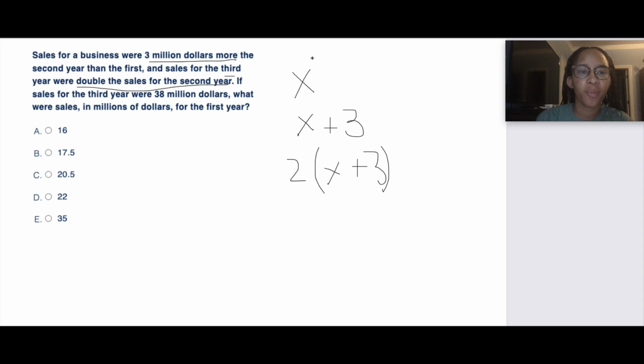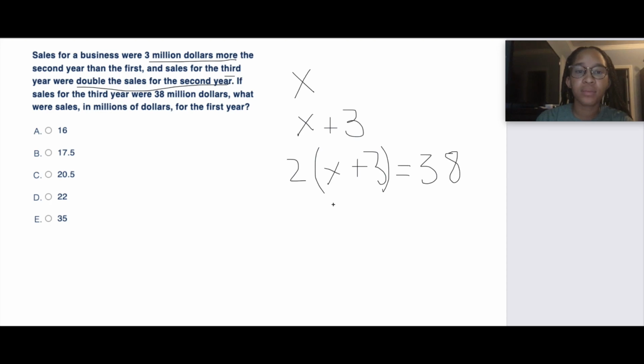So just to recap, X is what we sold the first year, and then we sold X plus 3 the second year because we sold $3 million more the second year than the first. So we need to add those $3 million back to our X. And then the third year, we doubled the sales for the second year, so we put a 2 outside the X plus 3 to double those sales. We know the sales for the third year are $38 million, so we can set 2 times (X plus 3) equal to 38.